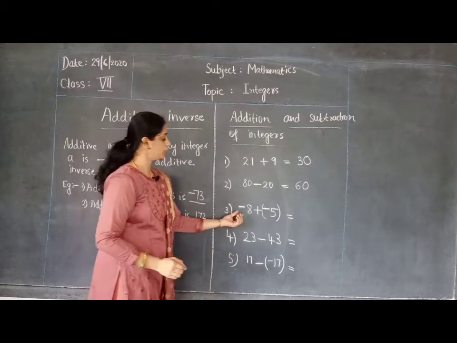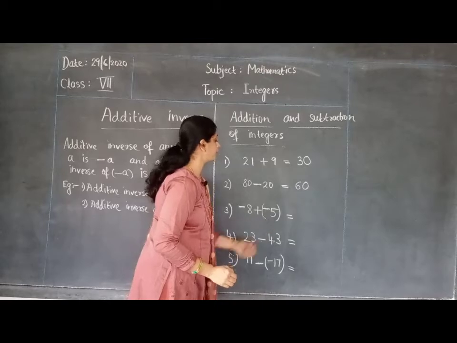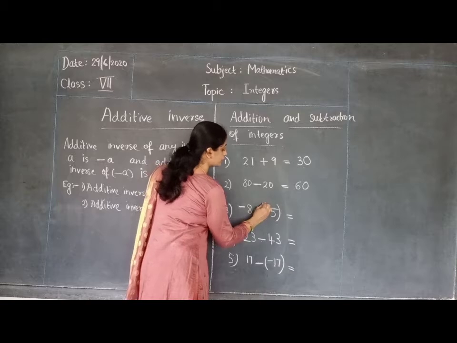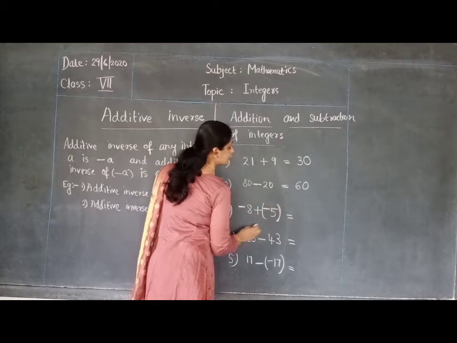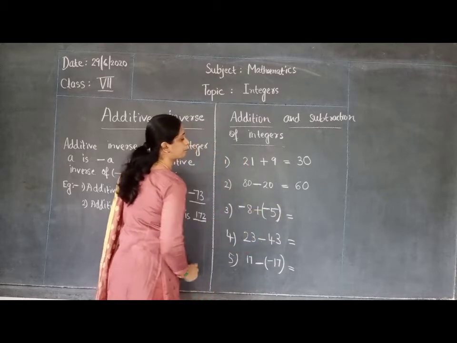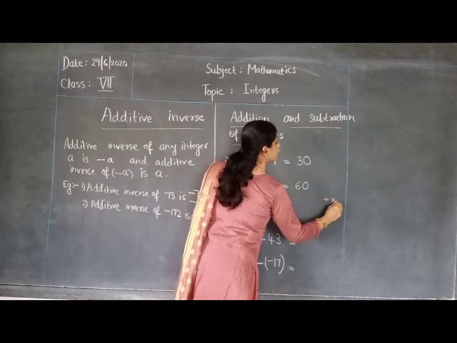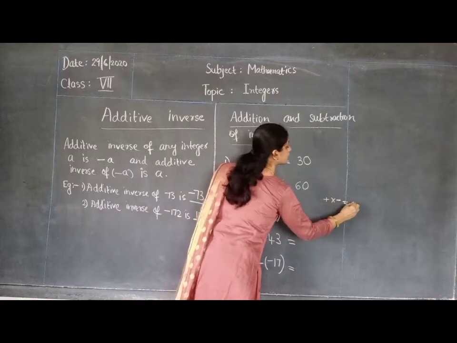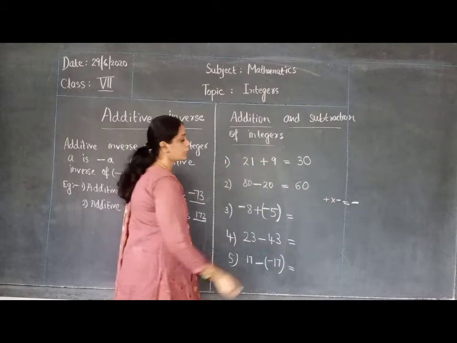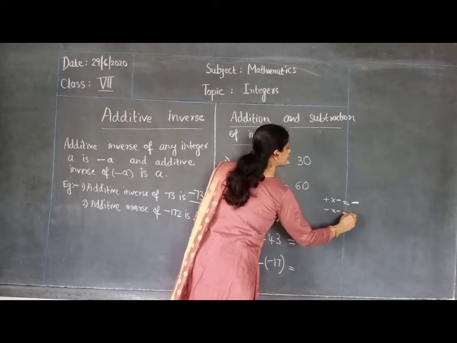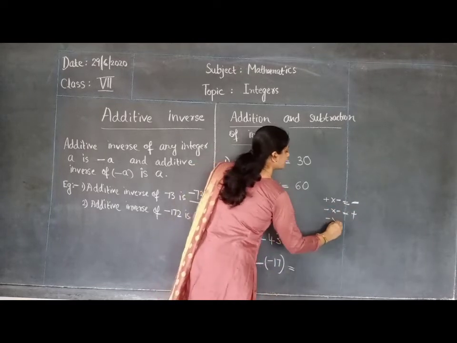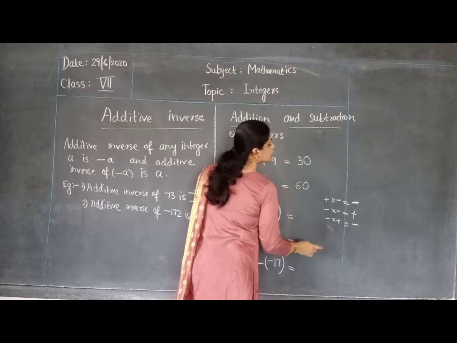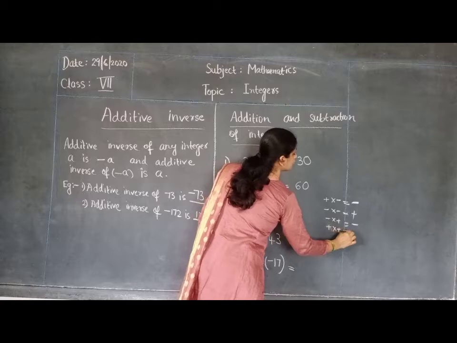Next, third question, minus 8 plus minus 5. So plus and minus are there. Do you observe the bracket here? Bracket means you have to multiply. So plus into minus, you will get minus. If it is minus into minus, then it is plus. Minus into plus is minus. And plus into plus is plus only.